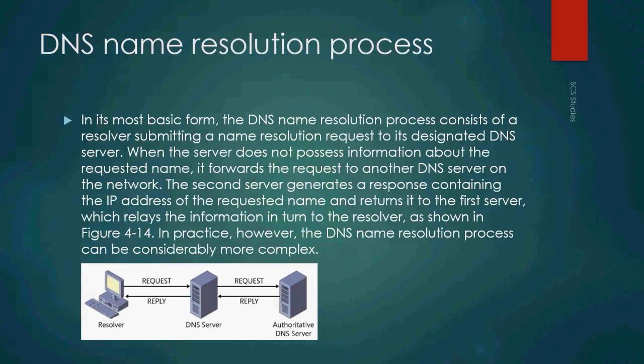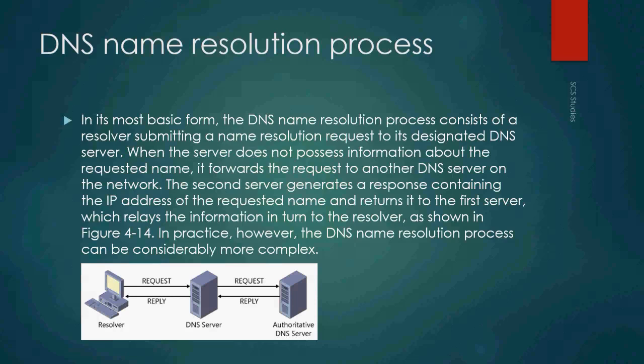How does the DNS name resolution process work? In its most basic form, the DNS name resolution process consists of a resolver submitting a name resolution request to its designated DNS server. When the server does not possess information about the requested name, it forwards the request to another DNS server on the network. The second server should generate a response containing the IP address of the requested name and return it to the first server, which relays the information in turn to the resolver. As shown in the figure below, in practice, however, the DNS name resolution process can be more complex.